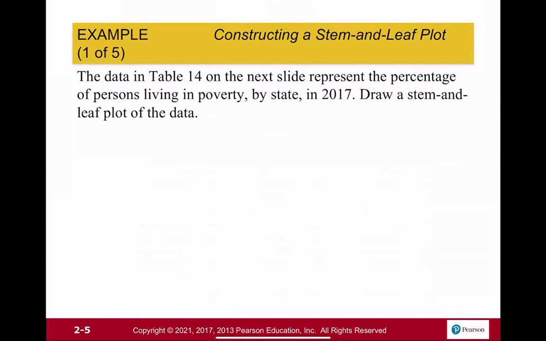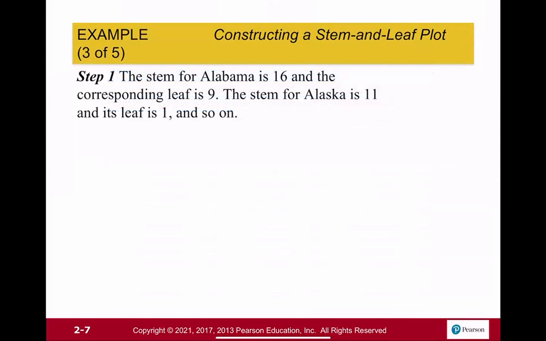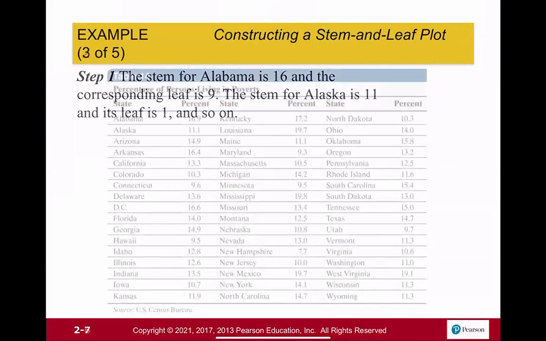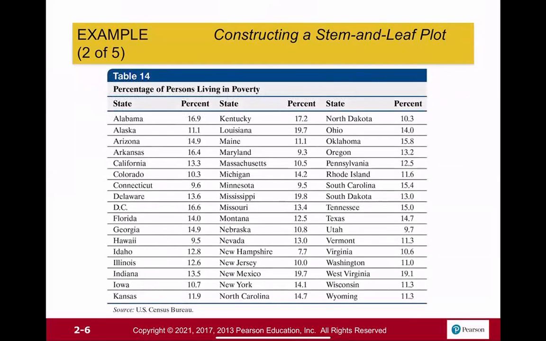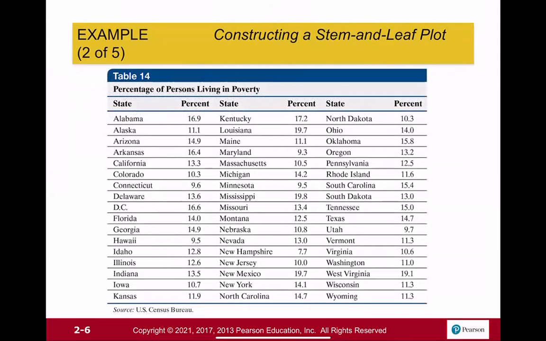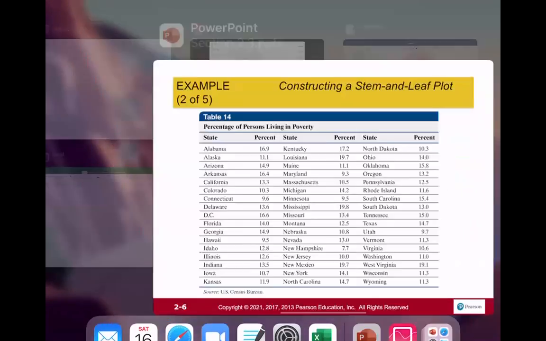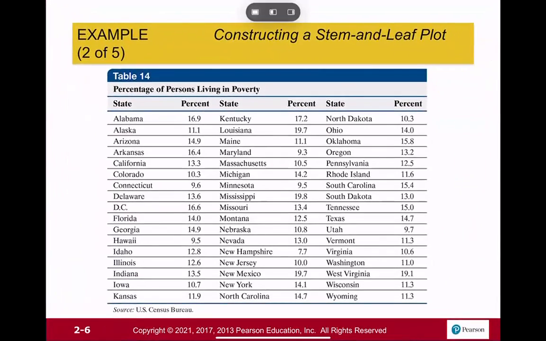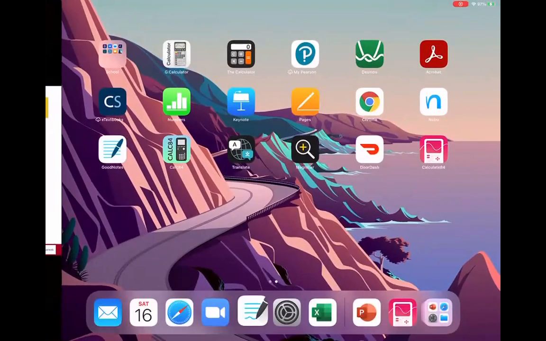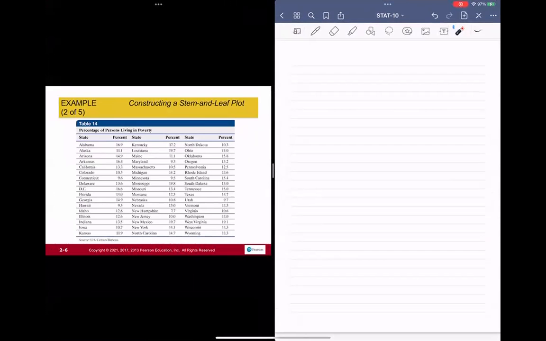The stem for Alabama is 16 and the corresponding leaf is 9. So we look at Alabama, 16.9: 16 is the stem, 9 is the leaf. Instead of continuing on there, let's go ahead and get our data onto a table. We're going to start off with our lowest number.